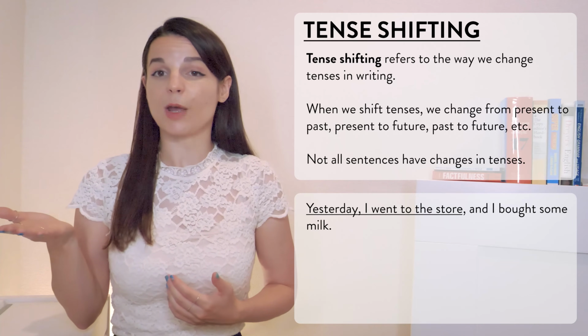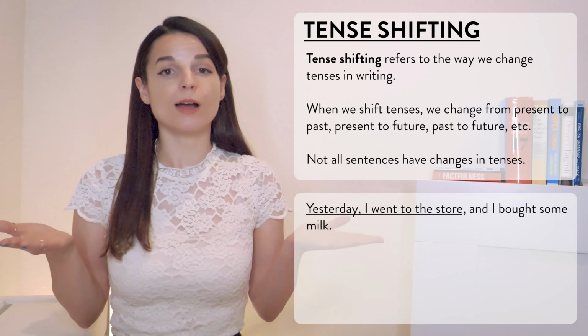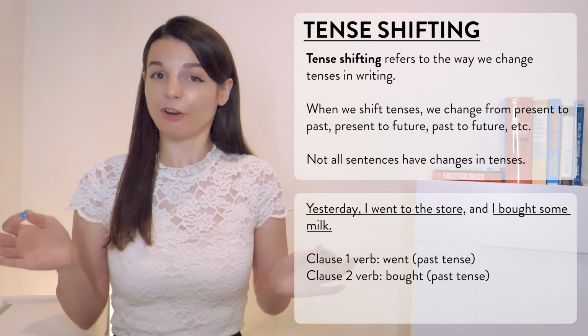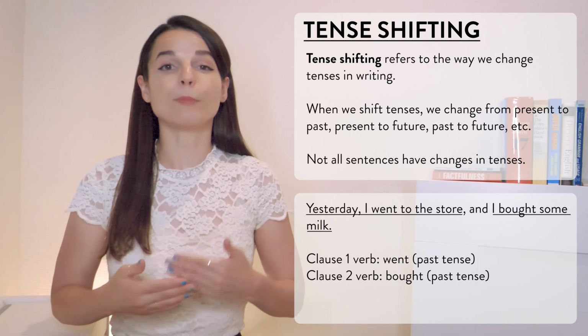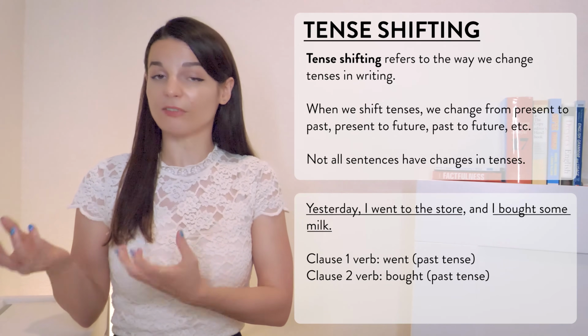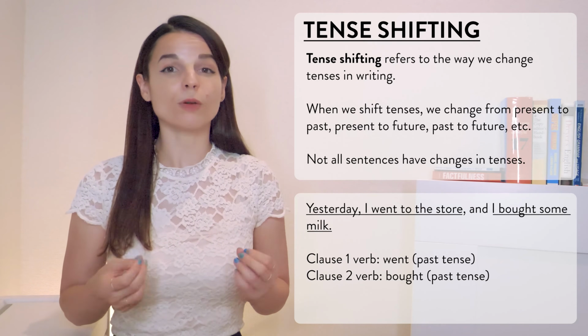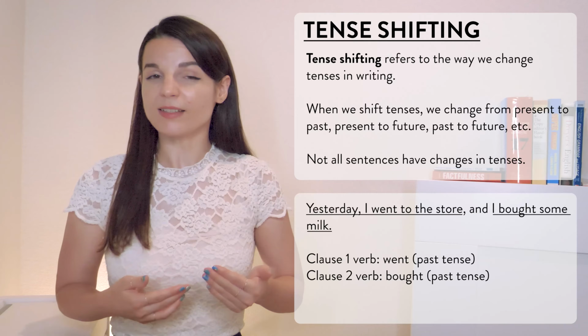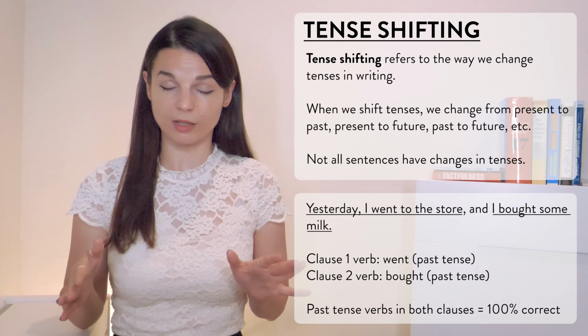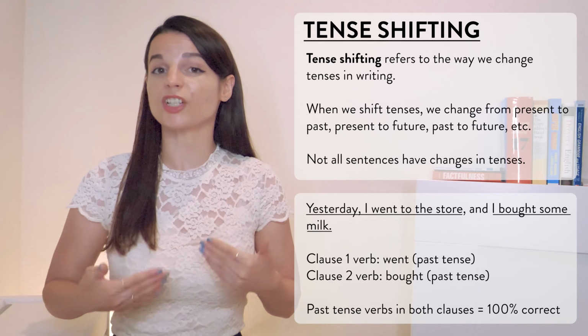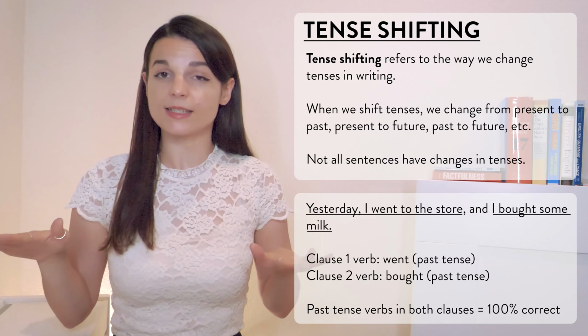1, yesterday I went to the store, and 2, I bought some milk. The verbs in both clauses are in the past tense. In the first clause, the verb is went. In the second clause, the verb is bought. These past tense verb choices are 100% correct because the story and the actions described are all past tense actions.